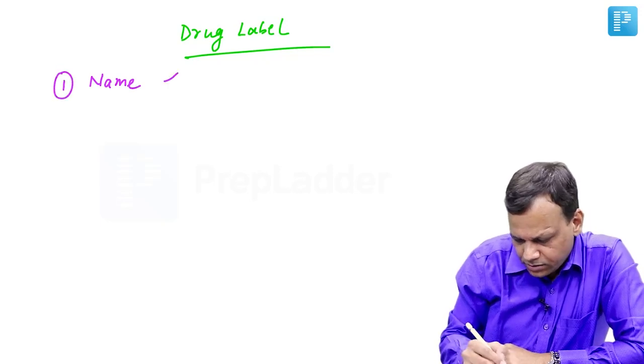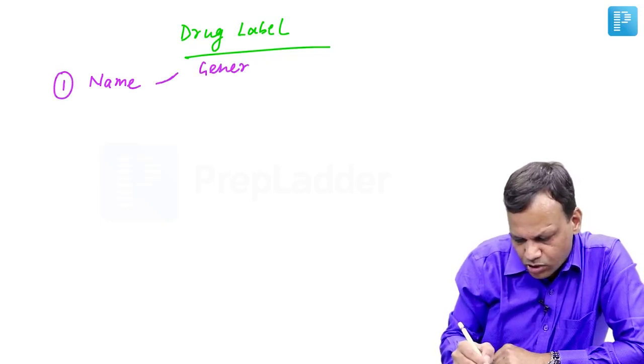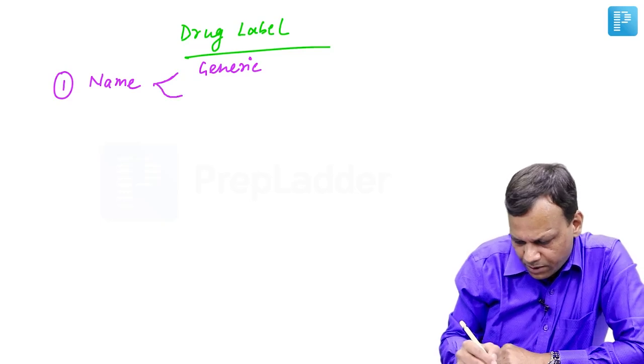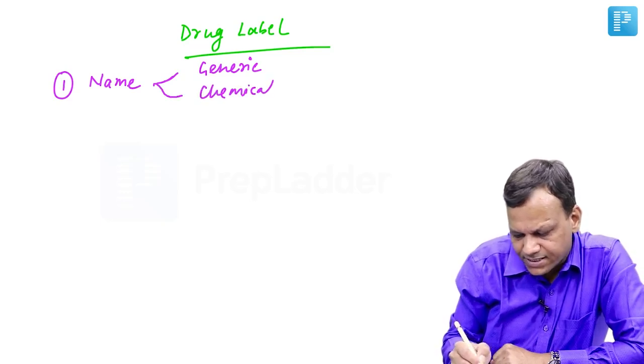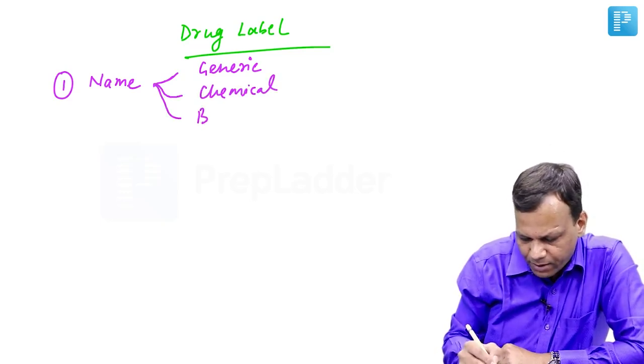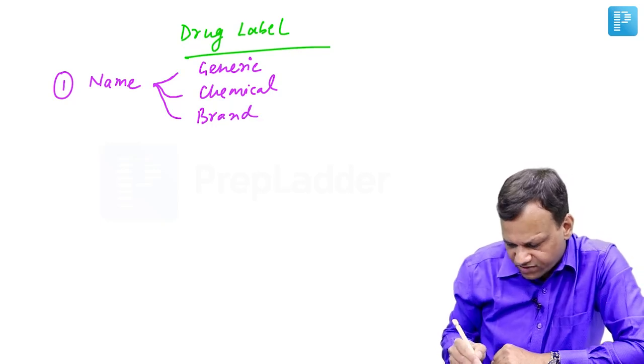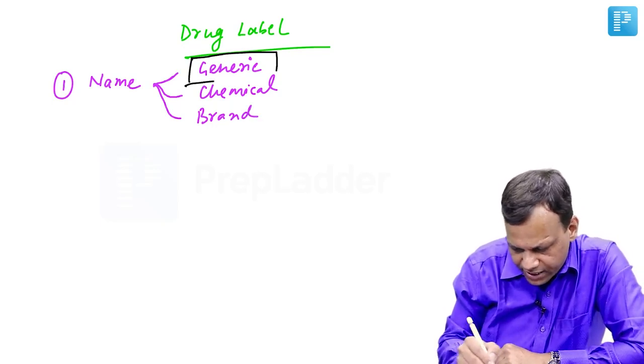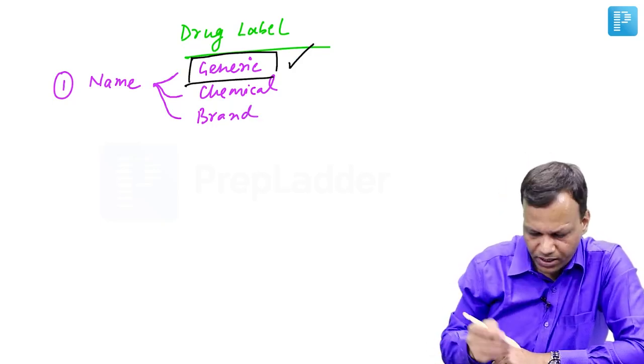The name can be the generic name, that means the actual name, like aspirin. The name can be a chemical name like acetyl salicylic acid, and the name can be a brand name like Ecosprin. Out of these three names, the most important is the generic name. It must be present on the drug label.